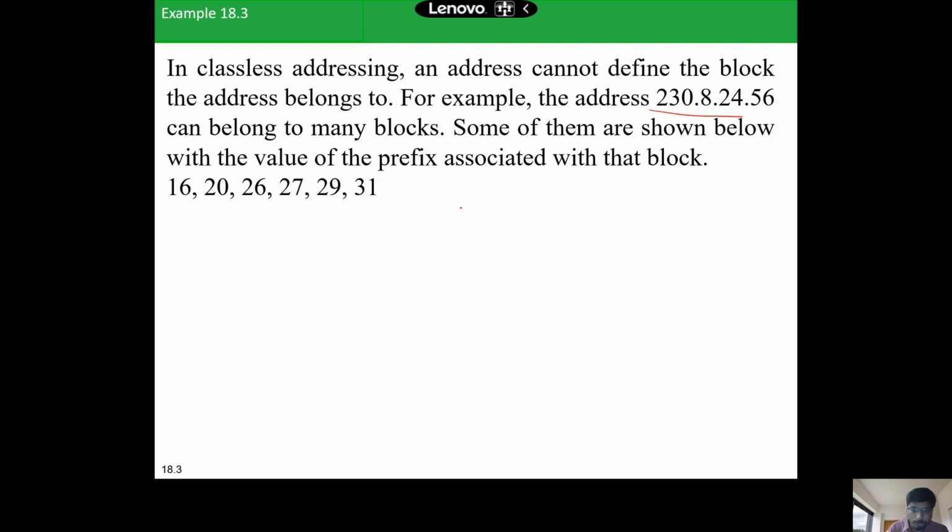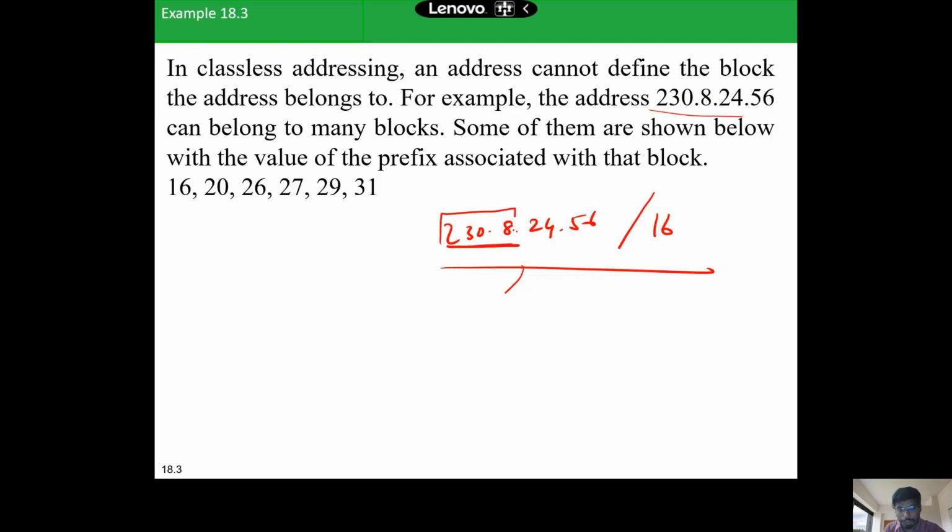So given 230.8.24.56, say suppose the value of the prefix is 16. In this case, can you tell me the number of addresses in this block, and the first address and the last address in this block? So just try and see. You will know that the first 16 bits are fixed. You can't change them. The remaining 16 bits are something that you can play around with.